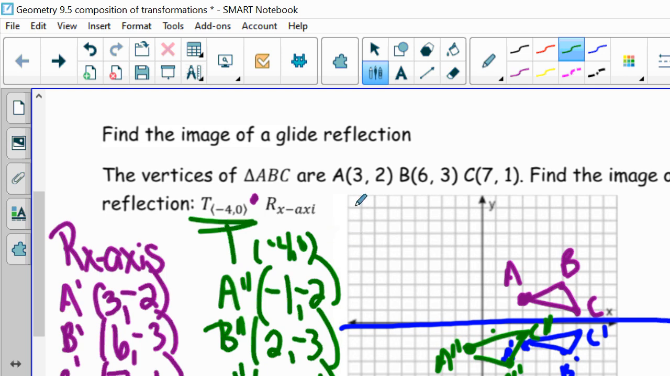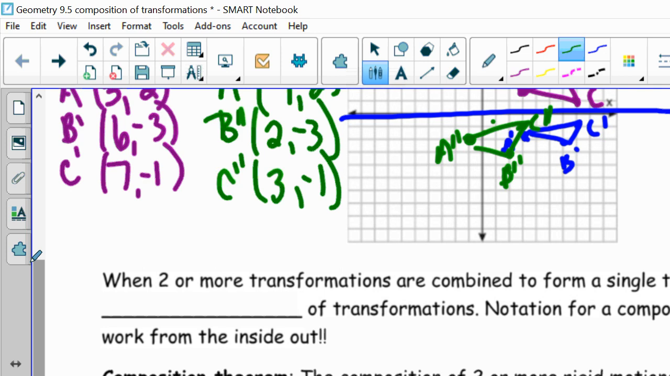Okay? When two or more transformations are combined to form a single transformation, the result is a composition of transformations. The notation for composition: I would have, like, reflect in y equals x, and then an open dot. That open dot means composition, and then I've got my translation. So let's say translate (4, 10). You always work from the inside out. So I would do this one first, and then this one second. That's how we work it.